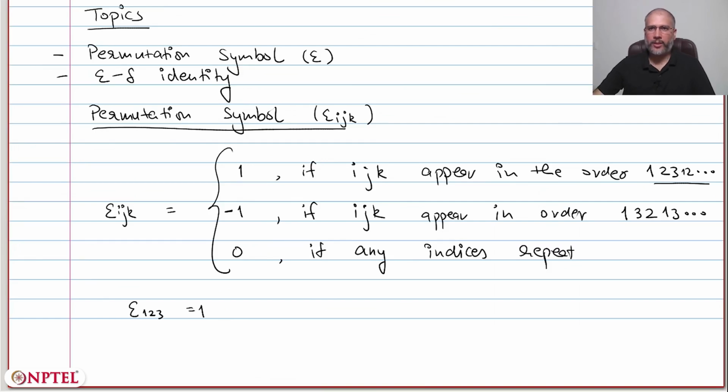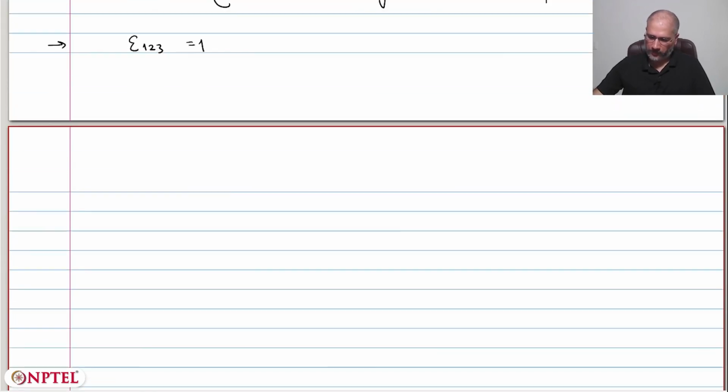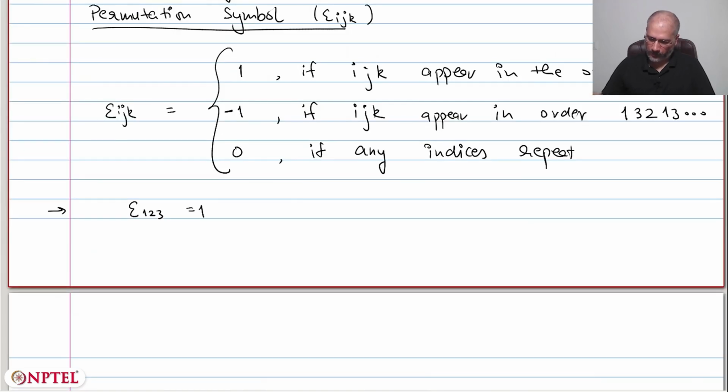So let's take some examples. So I've given you one example where we've written epsilon 1, 2, 3. Let's take a few more. So let's take epsilon 3, 2, 1. So in this case, if we look at the definition, then if you look at the ordering, you have this 3, 2, 1. So it follows this order. So it's a minus 1.